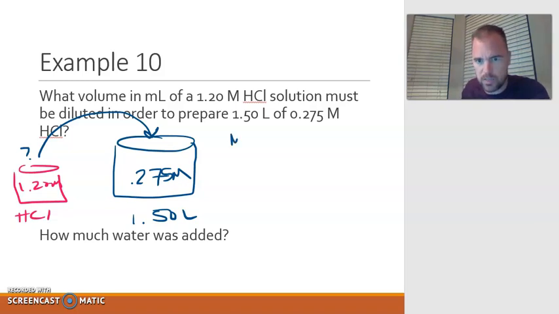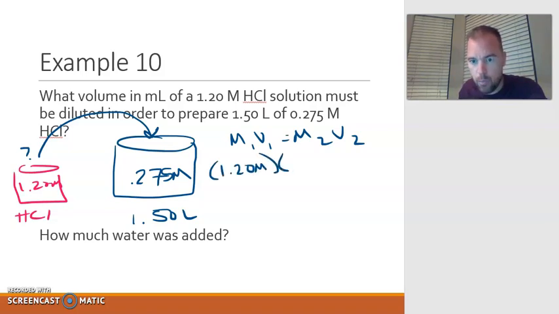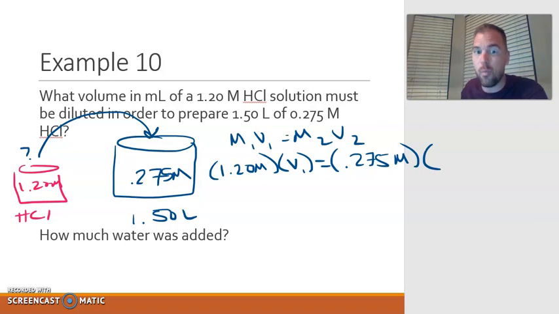So I'm going to use M1 times V1 equals M2 times V2. Specifically, what's the molarity before I added water? The concentrated. That's the 1.20 molar. And what volume of that is what I'm trying to solve for. As a result, the new molarity should be 0.275. That's what I want to make, 0.275 molar. And the volume that I want is 1.50 liters. So the setup is actually pretty simple once you understand what's going on.